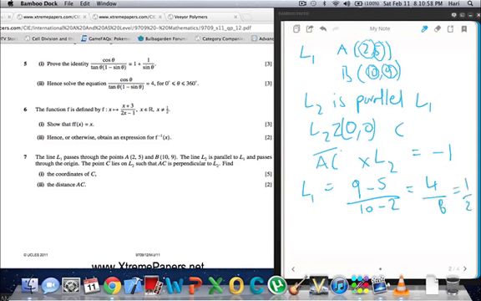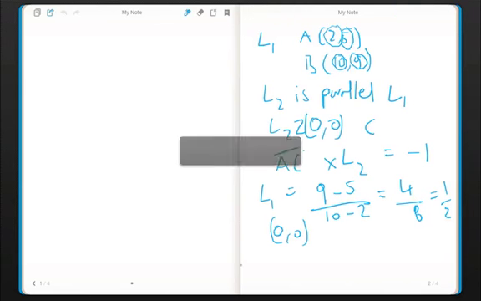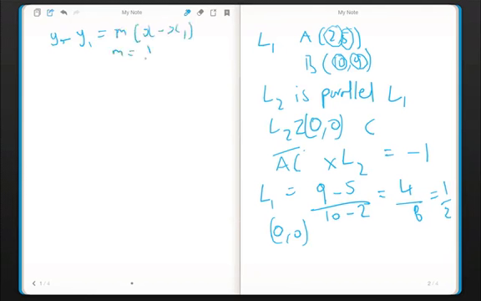And L2 is parallel and passes through point 0, 0. So according to the point slope form, y minus y1 is equal to m into x minus x1. Since we know that they're parallel, we know that m of L2 is 1 by 2. And we know that y1 and x1 are 0 and 0 respectively. So we have y is equal to 1 by 2x.